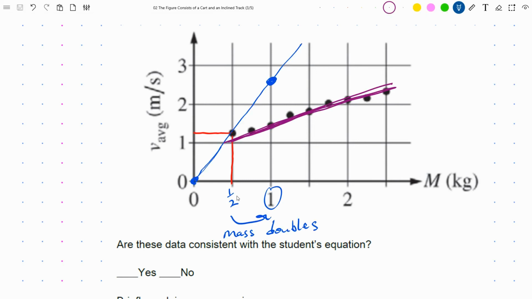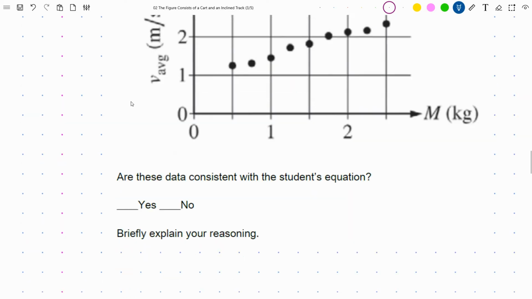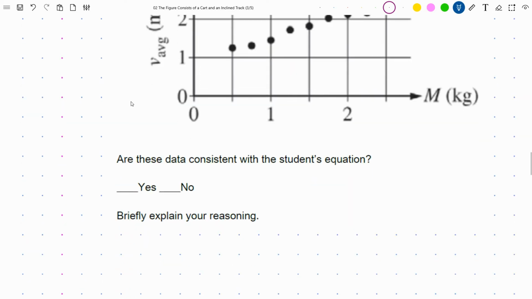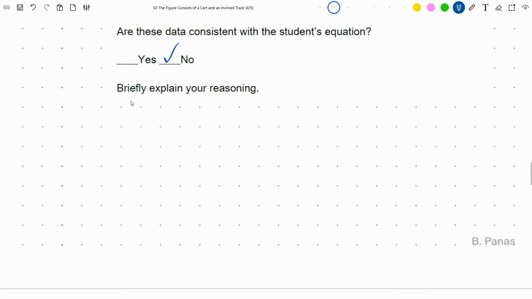So with that said, let me just clear this out. I like to temporarily draw things in and then end up erasing them, I know. Are these data consistent with the student's equation? The answer to that is no, it's not. Briefly explain your reasoning. Let me just summarize what I've already been talking about, trying to be clear and concise in my written form here.